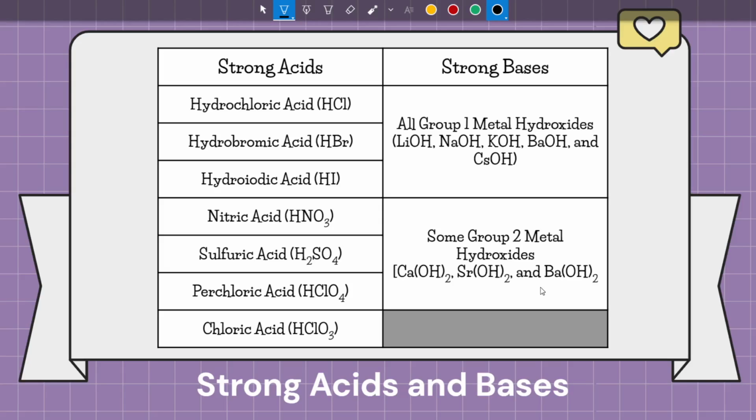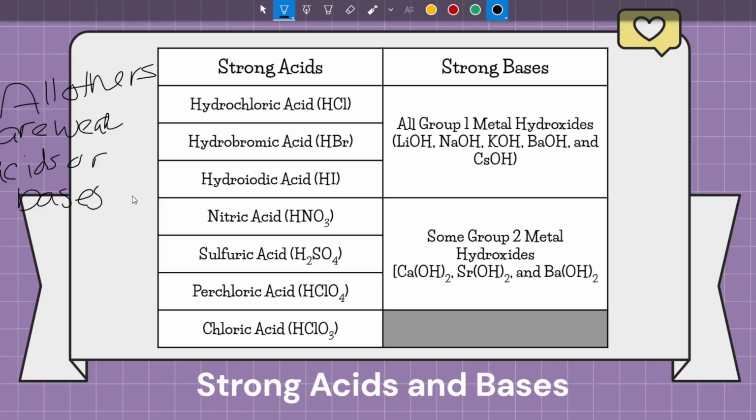So here are the strong acids and strong bases that we have. Now, if they are not on this list that's in your notes, remember, all others are weak acids or bases. Okay? So for your strong bases, you can also include here, you can write this, ammonium hydroxide is usually considered a strong base, even though it's not on this list.